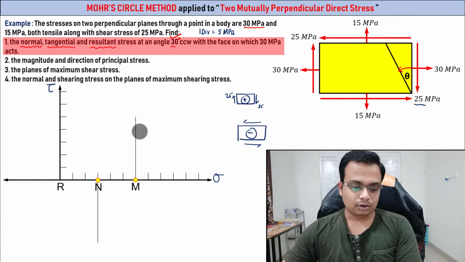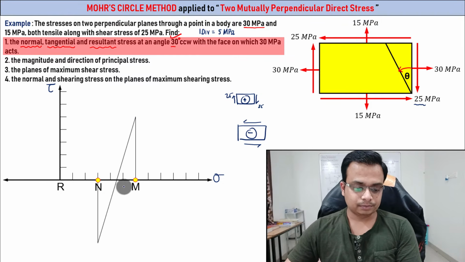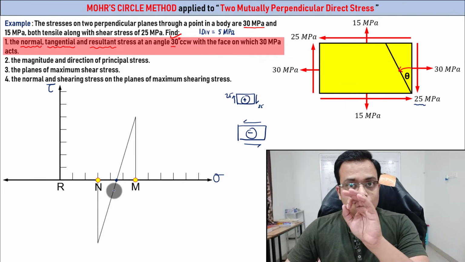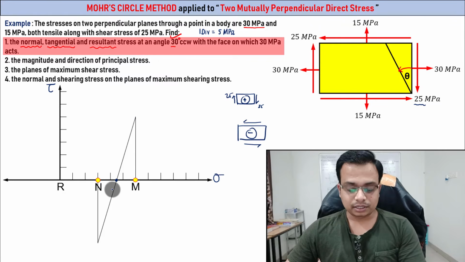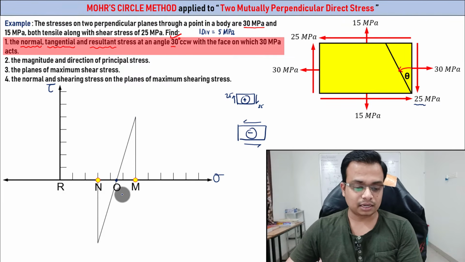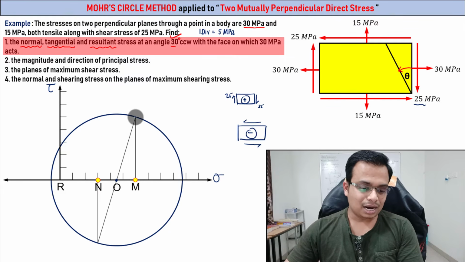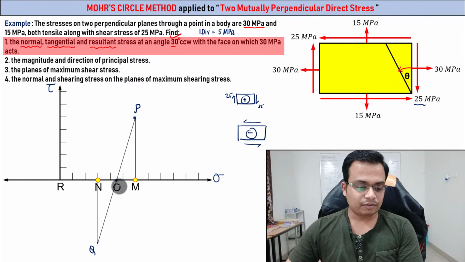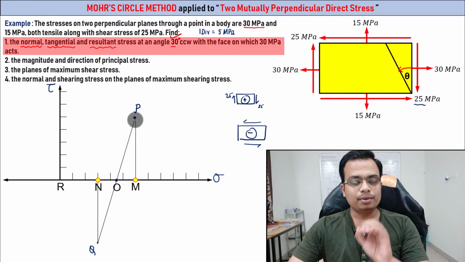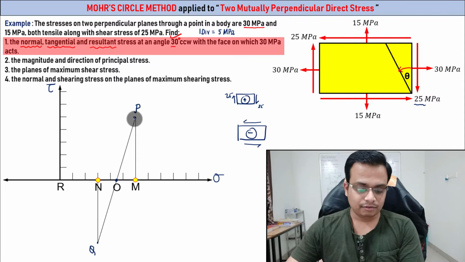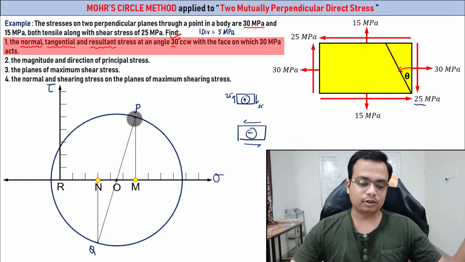Now join this point with this point, and somewhere its intersection is going to give you the location of the center of Mohr circle. That is the center of Mohr circle. With O as the center, let's say this is P over here, and this is Q. So what we've basically done is that with OP or OQ as the radius and with O as the center, we have drawn this circle, and this circle, by the way, is your Mohr circle.